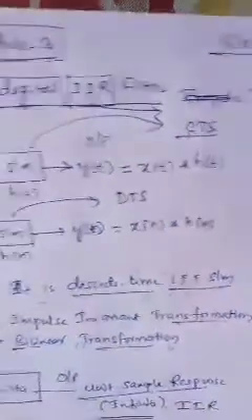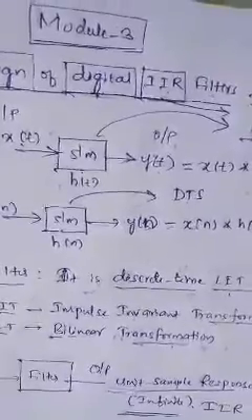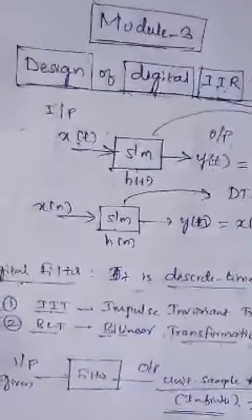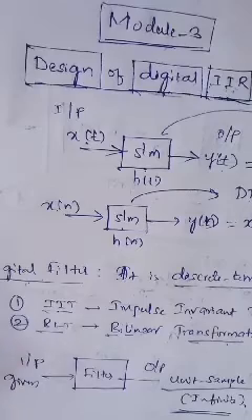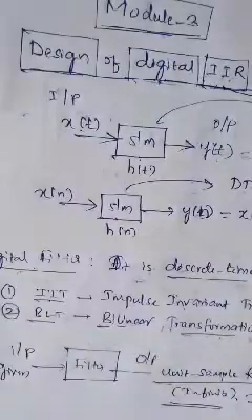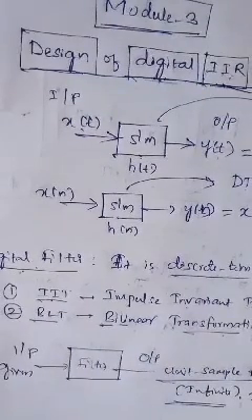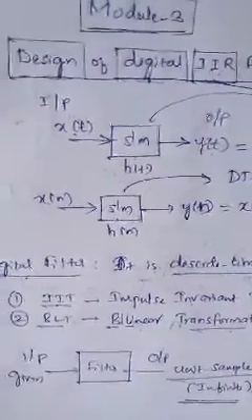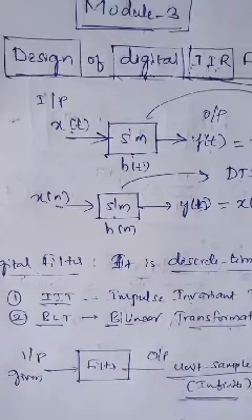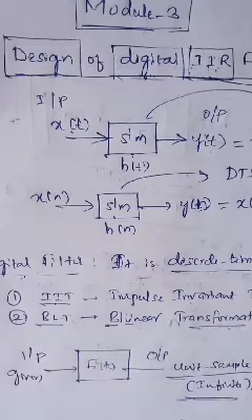There are different methods used to design IIR filters. Those are approximation of derivatives, impulse invariant transformation, bilinear transformation, matched Z transform, and least square filter design. But for our syllabus, only two methods are there. Those are impulse invariance transformation, IIT, and the second one, bilinear transformation. By using these two methods, we are going to design the digital IIR filter.